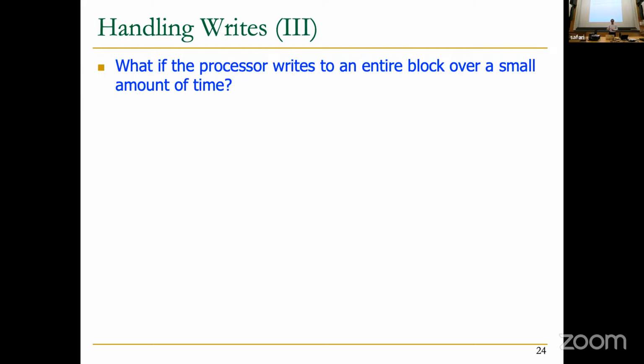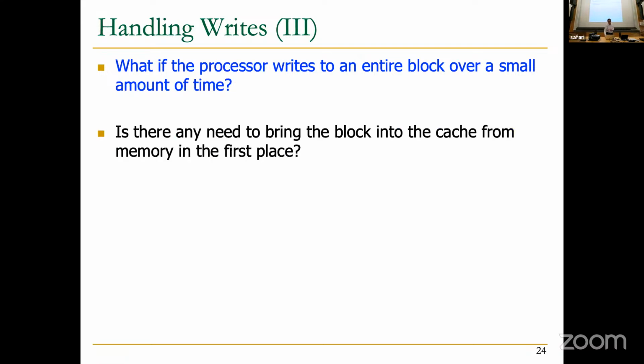This is actually trying to handle the write combining issue. So assume there's an access pattern where the processor writes to an entire block over a small amount of time, like streaming through the block. And the idea is basically you have a 64-byte block. Let's assume that you write to every single byte. The first 8 bytes, the next 8 bytes, the next 8 bytes. So you do it for every 8 bytes.